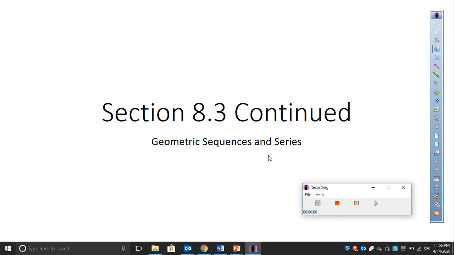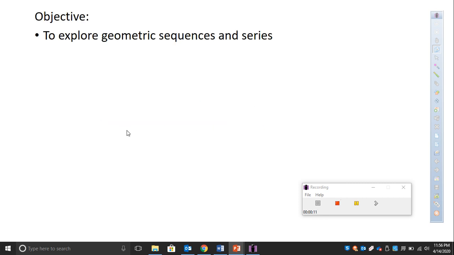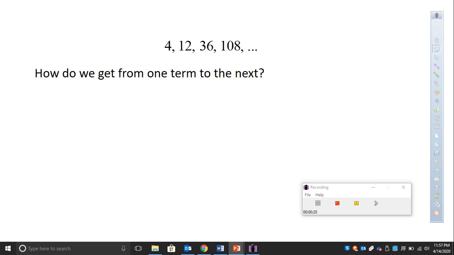Last time we talked about arithmetic sequences and series, and right now we're going to talk about geometric sequences and series. So let's take a look at our objective for this lesson: as I just said, explore geometric sequences and series. We'll talk about the difference between those and arithmetic as well.